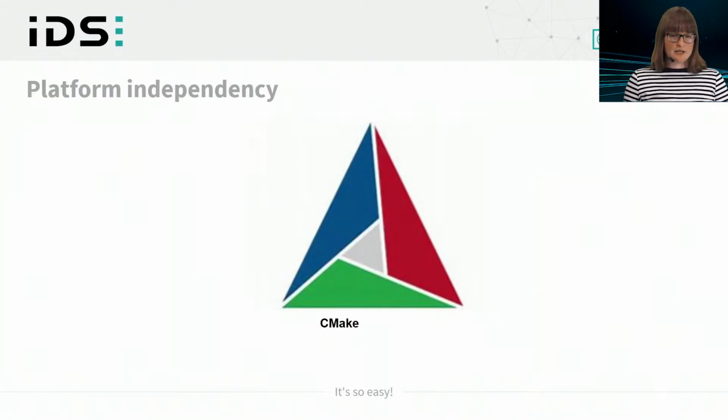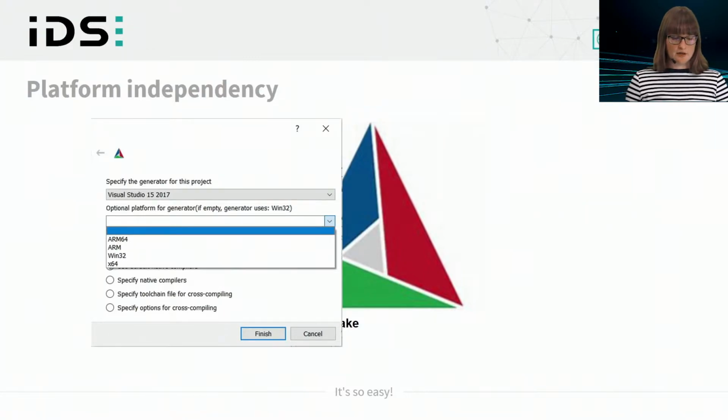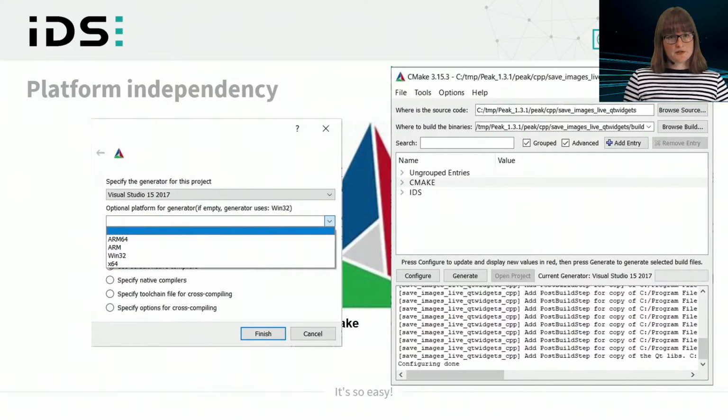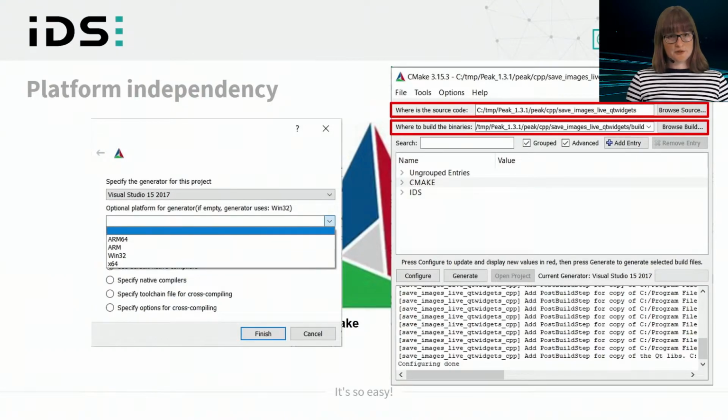How can you do that? You can use the CMake GUI. CMake GUI is a very simple tool to use. Let's say you want to compile the application that you have used for Windows for Linux. Then you choose a generator with which you want to do that. For example, if you have Visual Studio installed, you can use that generator. Then you choose for which platform you want to build your project. And then you just have to say where your source code is located and where you want to build the binaries.